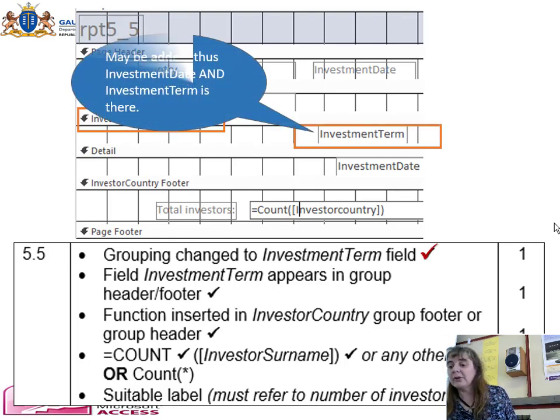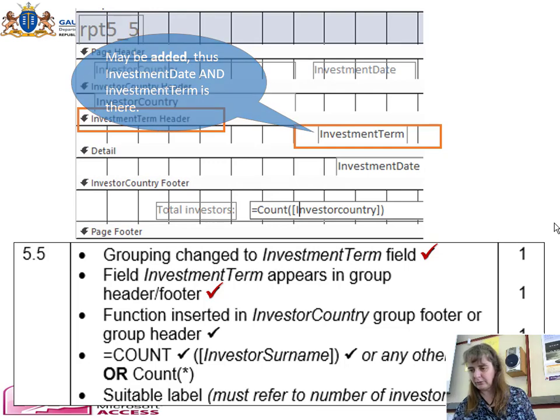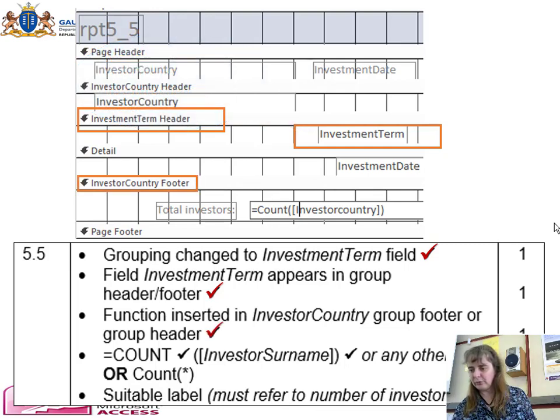Has anyone found any other way of doing it? Share with us? No. Also just a moving. Maybe added this investment date and investment term in there. Okay, so you need to add it in there. That's what I mentioned there. There's your footer with the function in. An account again can be a star because I didn't specify. It must only be this field. And then a suitable label would need to be added.